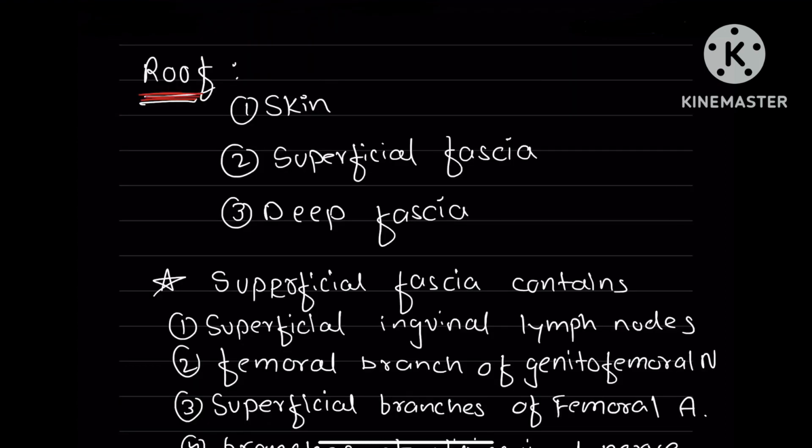Roof of the femoral triangle. The roof of the femoral triangle is formed by skin, superficial fascia and deep fascia.